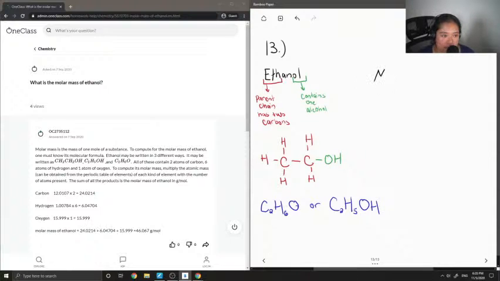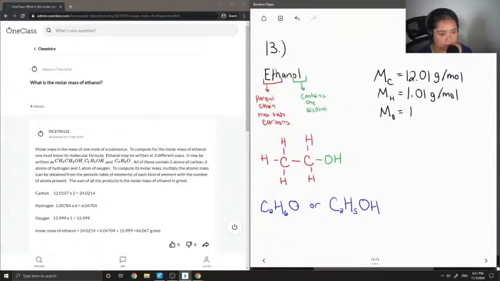So to do this, first we need the molar mass of carbon. So its value is 12.01 grams per mole. So these are just values you would find on your periodic table. We can do the same thing for hydrogen. Its atomic mass is 1.01 grams per mole. And then finally for oxygen, it has an atomic mass of 15.99 grams per mole.